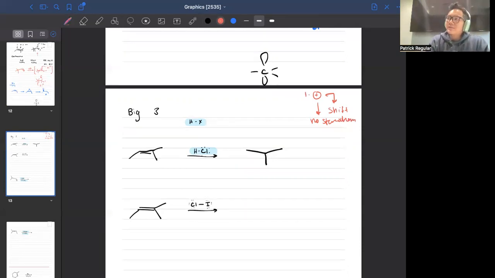Oh, what's the other thing? Shift happens. There's no stereochem. Man, I'm blanking. I think that's it. Shift. No stereochem.